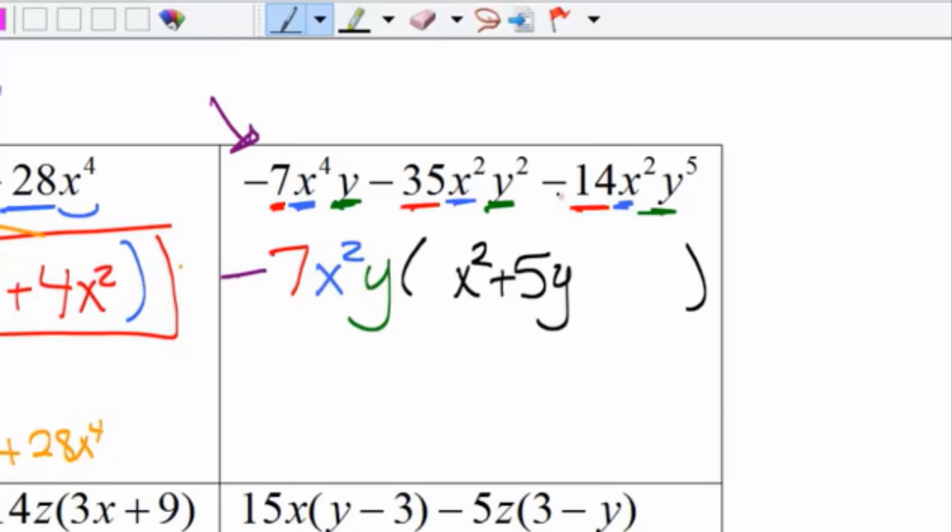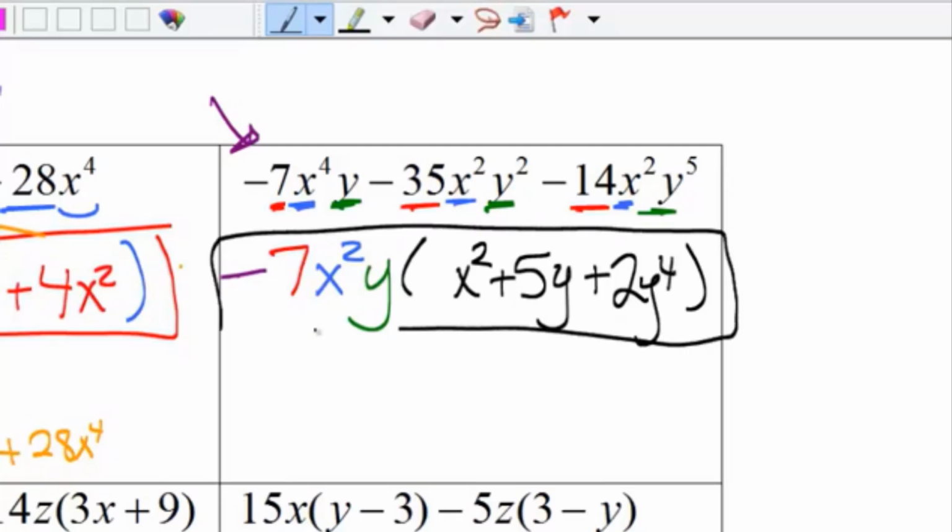Next term, negative 14 divided by negative 7 is positive 2. X squared divided by x squared is 1. I don't need to write it because I already have a 2 there. Y to the 5 divided by y is y to the 4. This is the factorization. I can look inside the parentheses between x squared, 5y, and 2y to the 4th and see that there's nothing else common, so I know that I've completely factored.